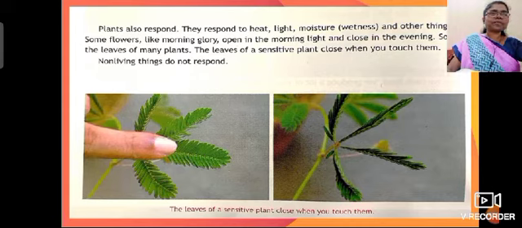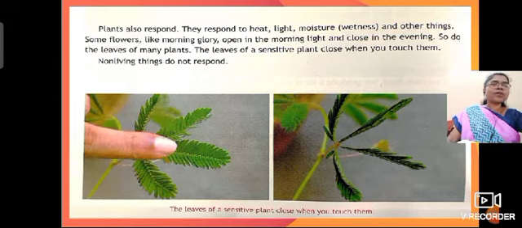Plants also respond. Here they respond to heat, light, and moisture. Moisture means what? Wetness, when it is wet, and other things. Some flowers, if you see, in the rainy season, the plants will be so happy, so fresh. It looks so fresh, and it will be very happy when it rains, isn't it?